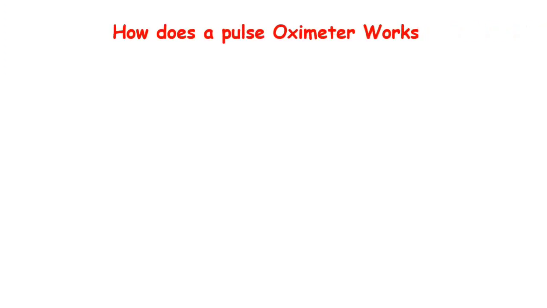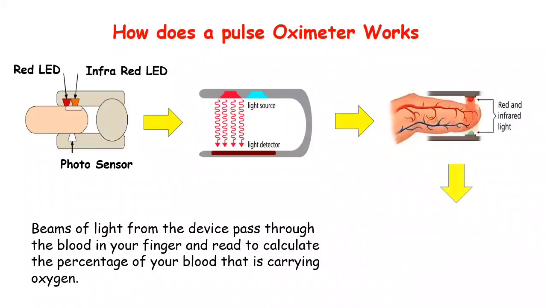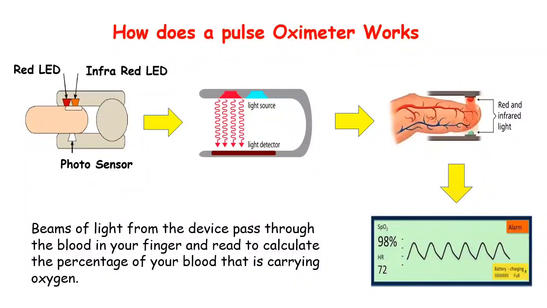How does pulse oximeter work? The beams of red light and infrared light pass through the blood in your finger. Oxygenated blood absorbs infrared light and allows red light to pass through. Deoxygenated blood absorbs red light and allows infrared light to pass through. The amount of light that is not absorbed is detected by the photosensor and later read to calculate the percentage of blood carrying oxygen.